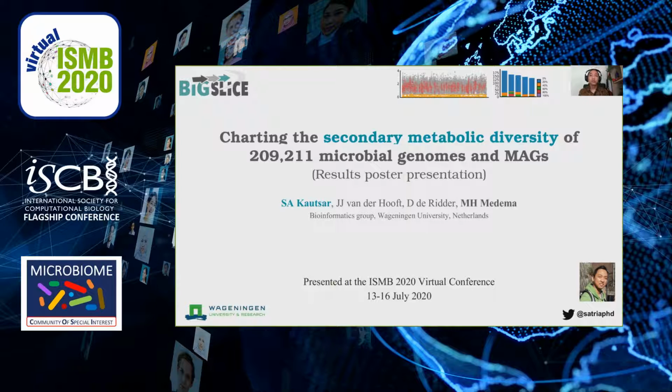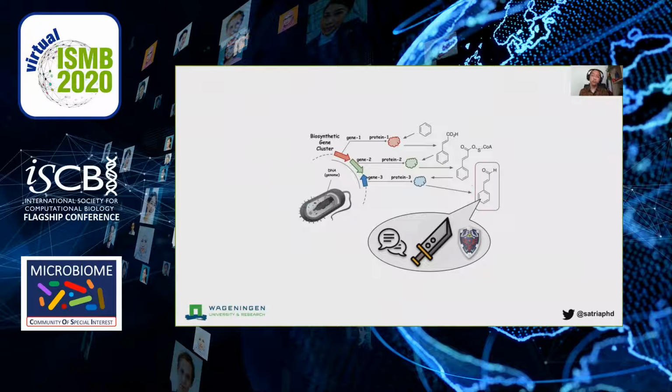And today I want to present our project about charting the secondary metabolic diversity of more than 200,000 microbial genomes and metagenome-assembled genomes. In our group, we study biosynthetic gene clusters. Those are distinct features of microbial genomes, in which genes that encode proteins that in turn act as enzymes and evolve together in a single secondary metabolic pathway are commonly clustered next to each other in the genome.